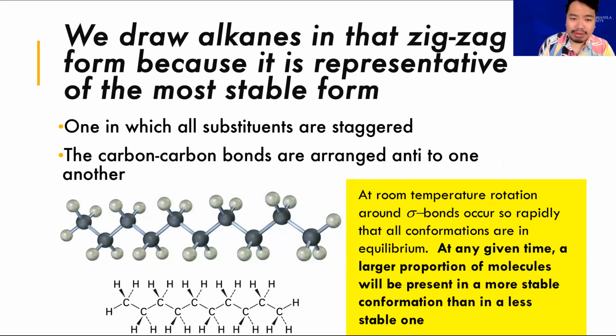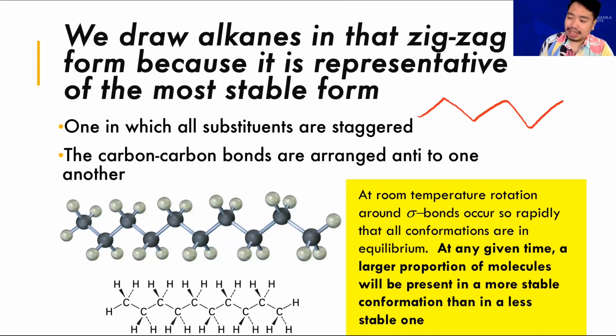Fun fact, notice if we draw alkanes, we always draw in zigzag. Diba? Parang pag hexane, ganyan. Or decane. Why do we always draw in zigzag? Simple. If you draw in zigzag, you're actually drawing the most stable form of a chain.